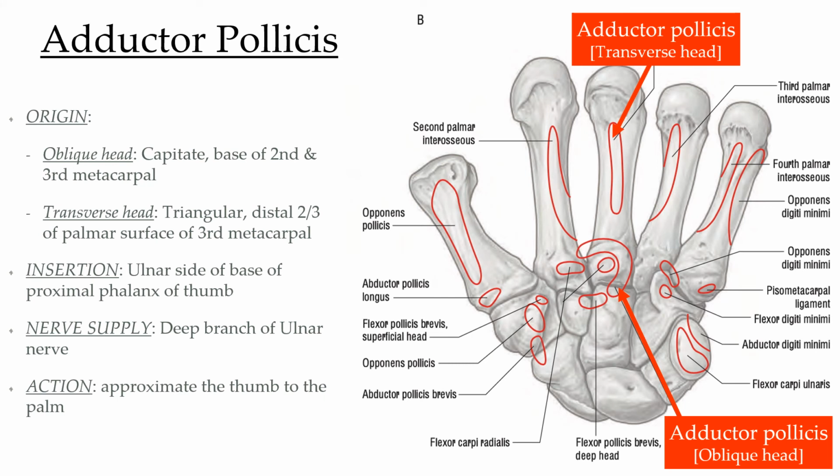The fourth muscle in the thenar group is adductor pollicis. This muscle consists of two heads, the oblique head and the transverse head. The oblique head arises from the base of the second and third metacarpal and the adjoining part of the capitate bone. So let us see here in the illustration. This is the first metacarpal, this is the second metacarpal, and this is the third metacarpal.